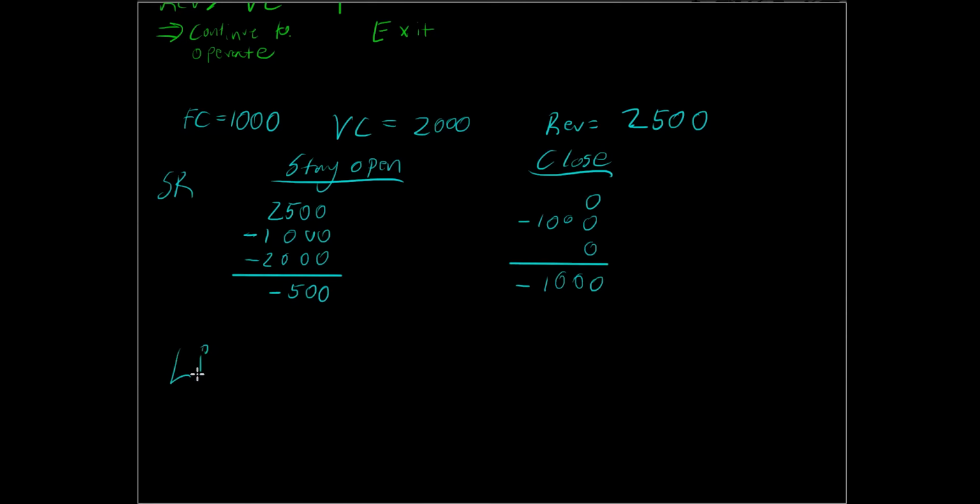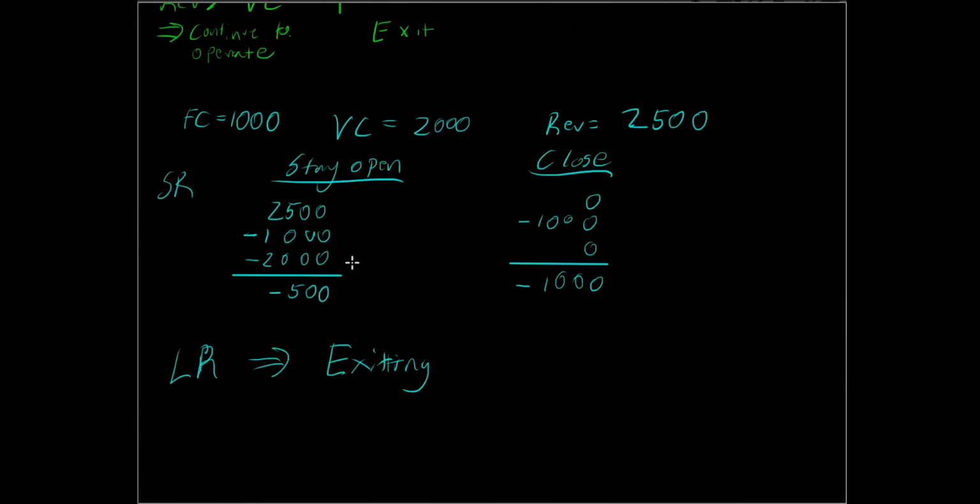Importantly, even though this firm's making more revenue than the firm in the previous example, in the long run they're still exiting, because they are making a loss. All right. Any questions on that one?